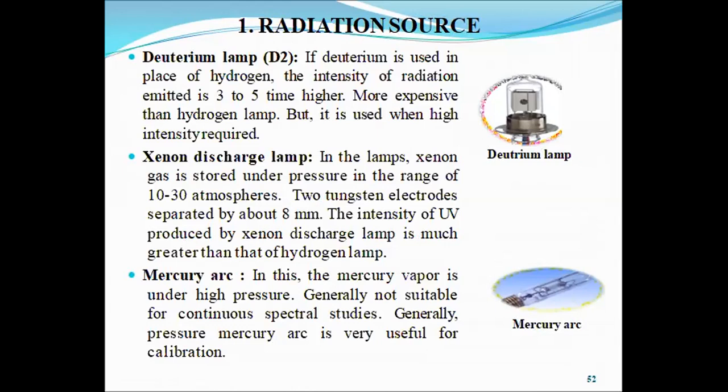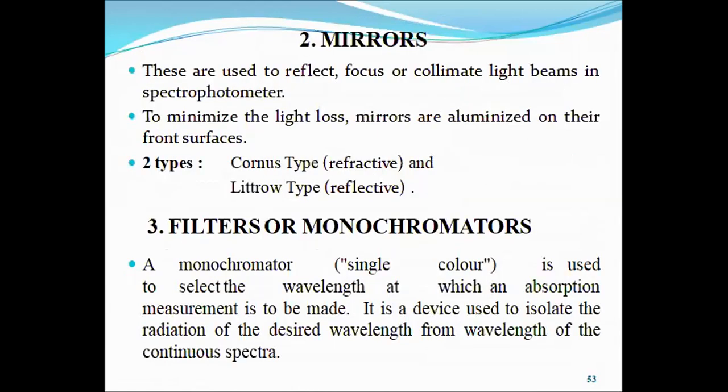Here mercury vapor is stored under high pressure and it is not suitable for getting continuous spectral lines or radiations, but generally the pressure mercury arc is very useful for calibration purposes. Now the next part is mirrors. Mirrors are used to reflect, to focus, and to collimate the light beams in the spectrophotometer. So mirrors play a very important role in spectrophotometers.